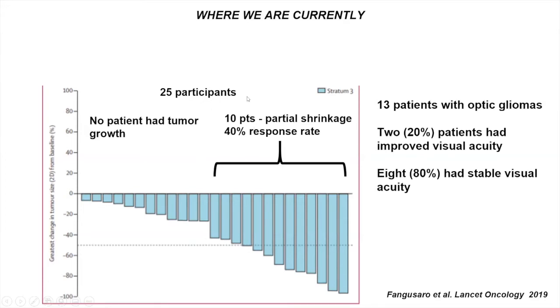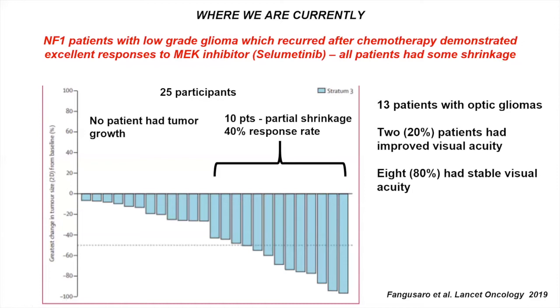And of these 25 participants, more importantly, there were 13 patients who had optic pathway gliomas. And of these, we had visual testing on 10 of these patients, and we found that all of those 10 patients had at least either stable vision or improvement in their vision. And therefore, MEK inhibitors or Selumetinib have now become one of the standard treatment regimens for patients with NF1 when chemo does not work for these patients.